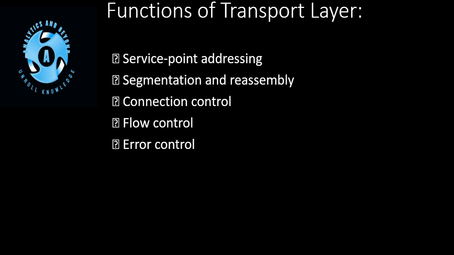So what are the functions of the transport layer? Service point addressing, segmentation, connection control, flow and error control. So how the data is transferred, what the flow of the data is, and then errors have to be controlled. Sometimes it may be unreliable, but still this layer helps in error control.